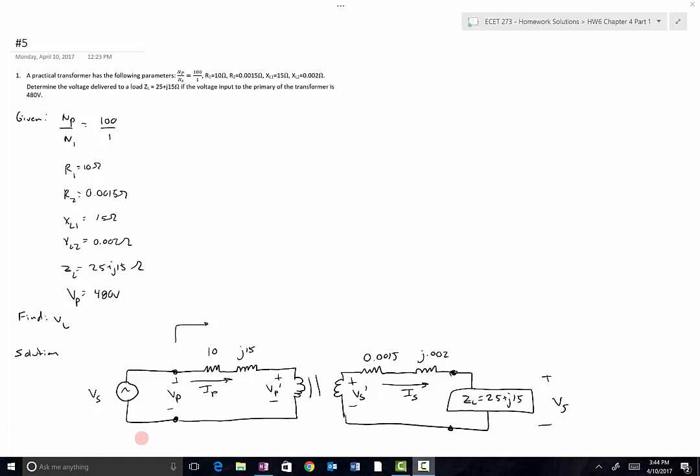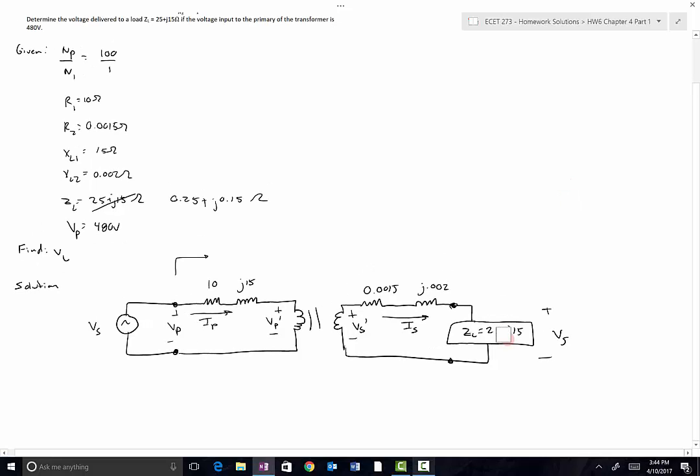So I just noticed that I've got an error here. The load impedance is not supposed to be 25 plus J15. It's supposed to be 0.25 plus J0.15 ohms. So the answer I gave in the solutions file is for 0.25 plus J0.15. So I'll go ahead and change that. 0.25 plus J0.15. I also put a little note at the very beginning of the video so that that's not too confusing. So anyway, we've got the load updated now.